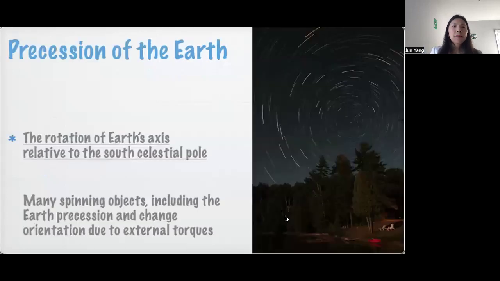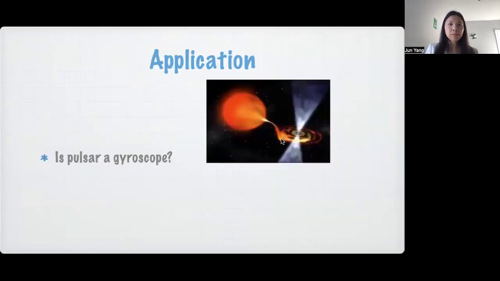There are many applications of gyroscopic precession, even in astronomy. The rotation of the Earth's axis relative to the celestial pole is shown in this figure, and there are many other spinning objects, including other stars, that also change their orientation due to external torques.